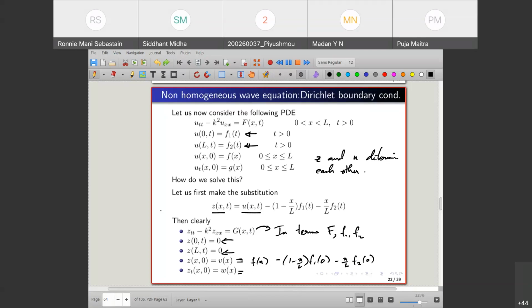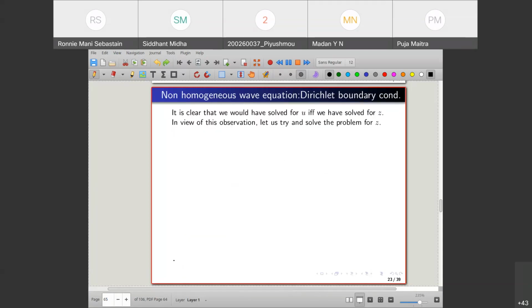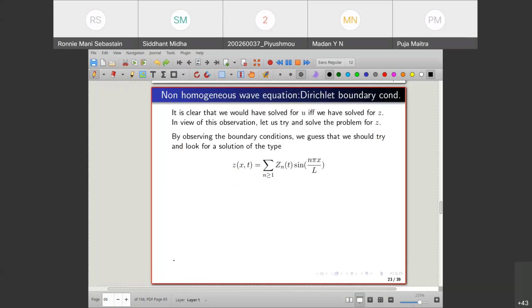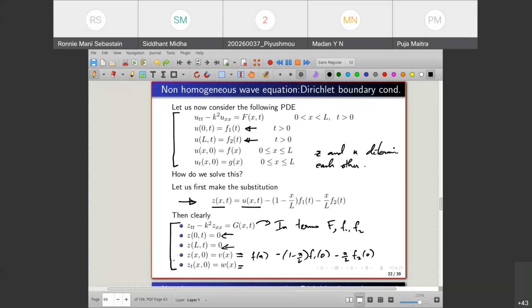Okay, so instead of solving this differential equation directly, we will simplify our life a bit by making this substitution, and then we will solve this differential equation. You know the pattern to solve this, so let's just go ahead. It is clear that we would have solved for u if and only if we have solved for z. So in view of this observation, let us try and solve the problem for z. By observing the boundary conditions, we guess that we should look for a solution of the type z(x,t) equal to the sum of z_n(t) sine(n pi x / L). What do I mean by observing the boundary conditions? I'm referring to these two conditions.